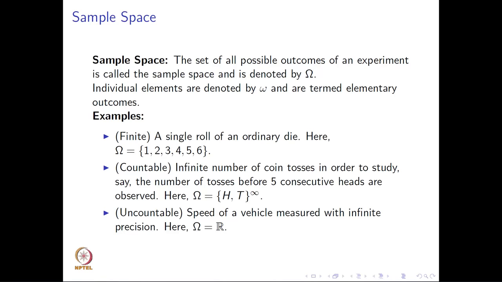Let's consider some examples. In the first example, the experiment consists of rolling an ordinary die. The sample space here is the set of numbers between 1 and 6. Each individual element here represents one of the 6 possible outcomes of rolling a die. Note that in this example, the sample space is finite.